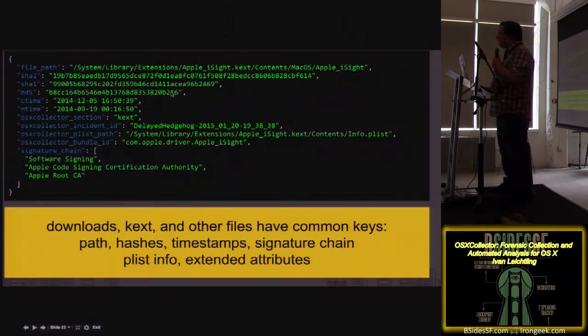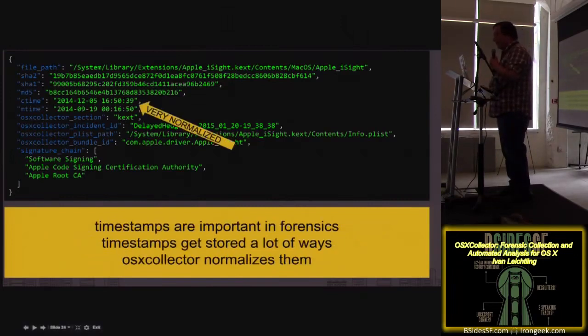We hash the file, get a bunch of hashes for it, the creation time, the modified time. We just try to get a bunch of information that we're going to want to look at later, and it's common across all these different kinds of files. Extended attributes, we get the signature chain, who signed this binary.